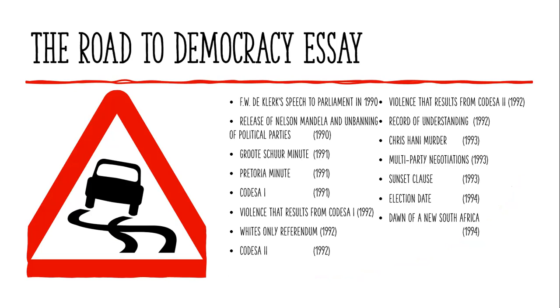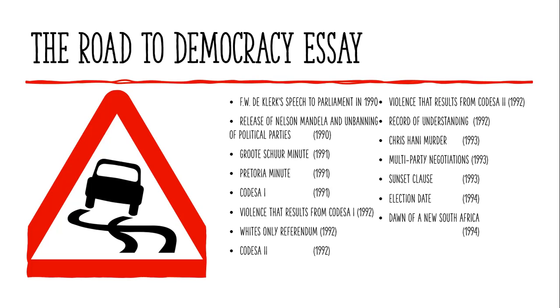outline it based on the year that things happened. So the first thing that happened was F.W. de Klerk's speech to the Parliament in 1990, then the release of Nelson Mandela and the unbanning of political parties, which also happened in 1990, the Grooteskeer Minute 1991, the Pretoria Minute 1991, Codesa 1 also 1991. So I kind of group it into what happens in that year. There's many ways that you can group this essay, but the best way to do it is chronologically.